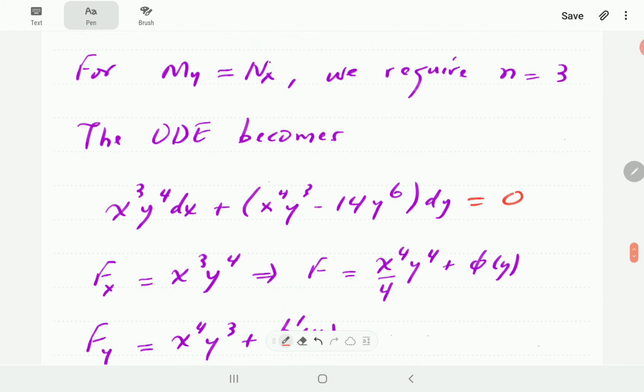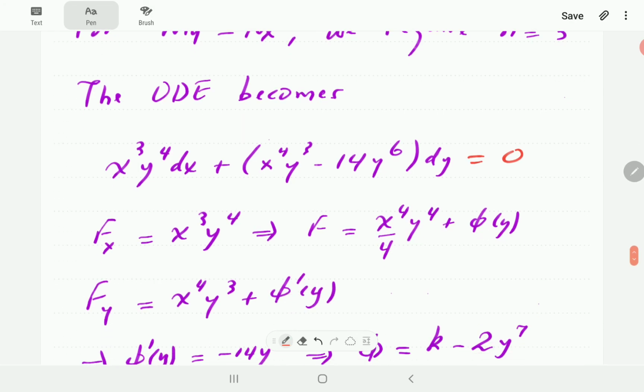Okay. So since now this is exact, it means there is a function f such that its derivative with respect to x is equal to that term. If we integrate this with respect to x, we get x^4 y^4 over 4 plus a function of y. We differentiate this with respect to y, we get this.